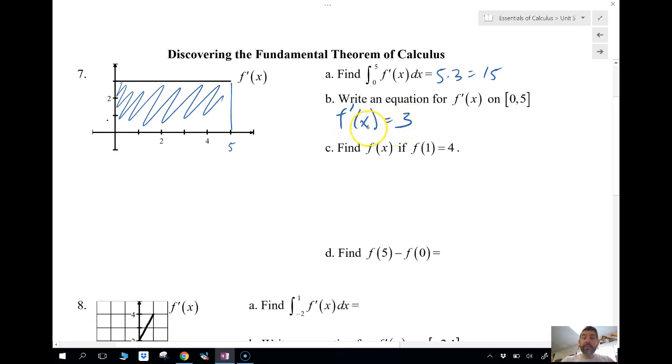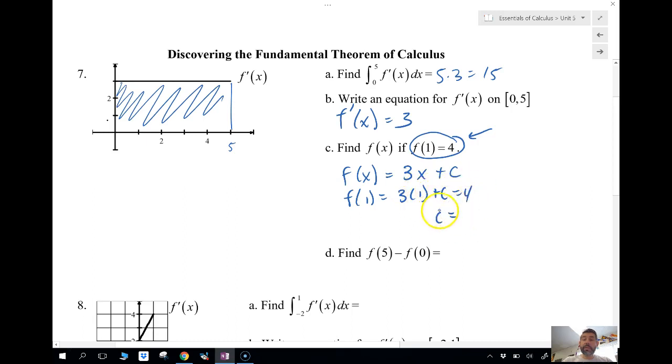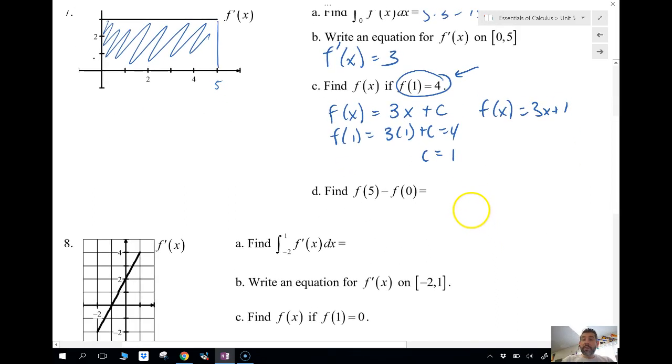So if I took the antiderivative of that, I'm going to end up with, not f prime, f of x equals, using the power rule, 3x plus c, right? That's how we did the integrals. But we know we have an initial condition here that we know f of 1 is 4. So if we plugged in 1 and we solved for c, c is going to end up being 1. So we'd have a function f of x equals 3x plus 1. Okay, so that's good. We've got our function.